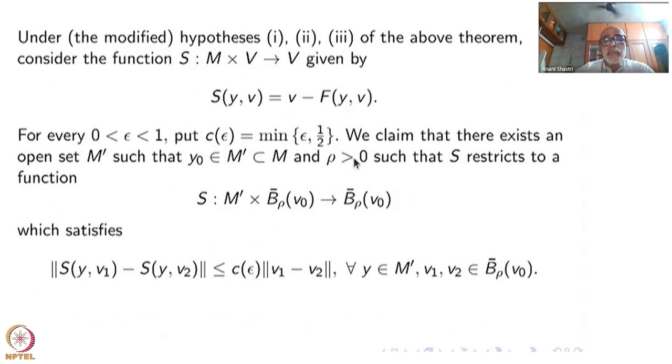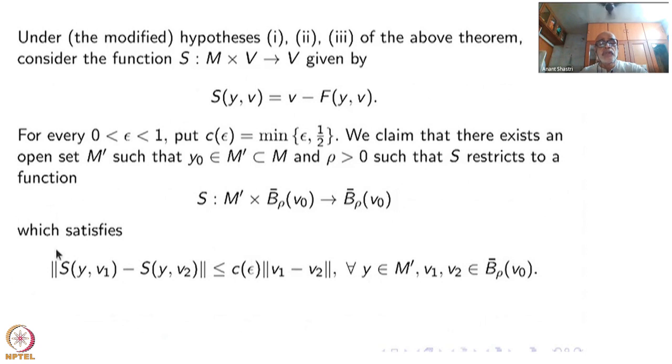Part of this, remember, is the existence of this M prime and rho. This was a part of A, right? But the conclusion is slightly in between, a weaker conclusion. We are not yet saying that there is a unique G and so on. G hasn't yet appeared. The first thing is that the new function S has this property: S of Y V1 minus S of Y V2 is less than C epsilon times V1 minus V2 for every Y in M prime, and V1 and V2 inside the closed ball.